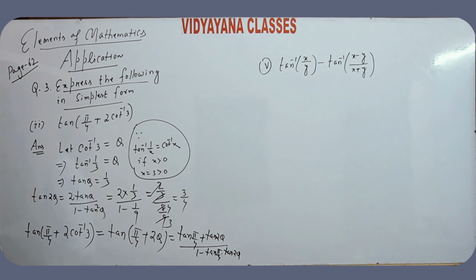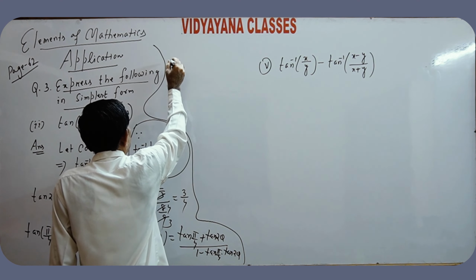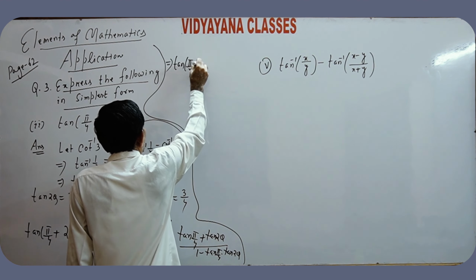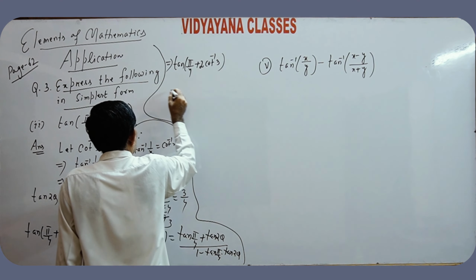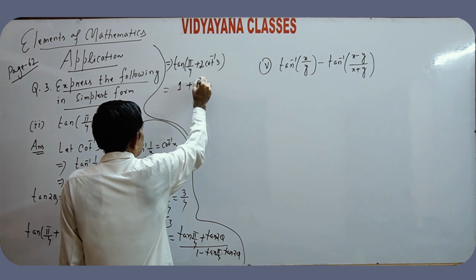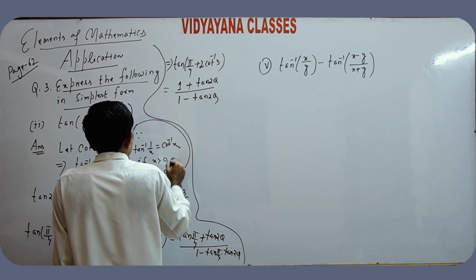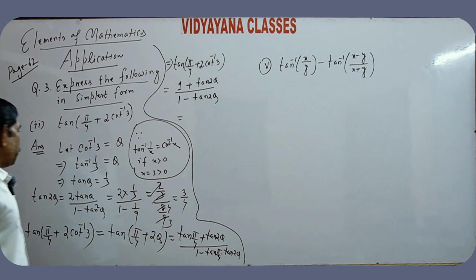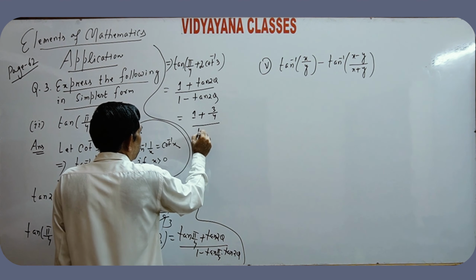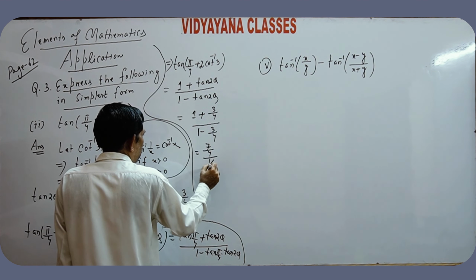A means pi by 4, b means 2 theta, which implies tan pi by 4 plus 2 cot inverse 3 is equal to tan 45 is equal to 1 plus tan 2 theta divided by 1 minus tan 2 theta, which is same as 1 plus tan 2 theta is equal to 3 by 4. 1 plus 3 by 4 divided by 1 minus 3 by 4, which is equal to 7 by 4 divided by 1 by 4, which is equal to 7.